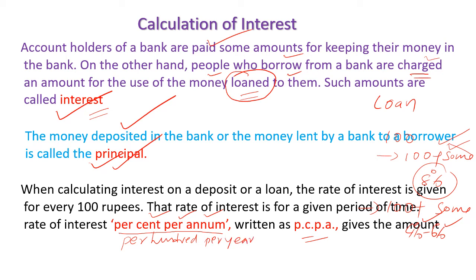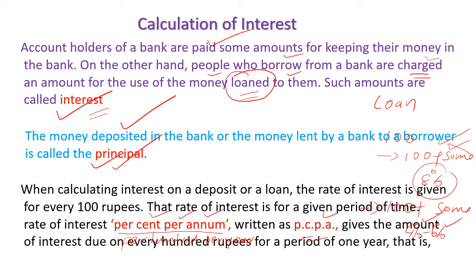That is the meaning of PCPA, and that amount will be named as interest, and we will calculate accordingly how much we have taken or how much we have deposited. Accordingly, if you have taken a huge amount, you have huge interest; less amount taken, less interest. Huge amount deposited, more interest, more extra for you; less amount, less extra for you. That extra is interest, always in percentage, always calculated per year.